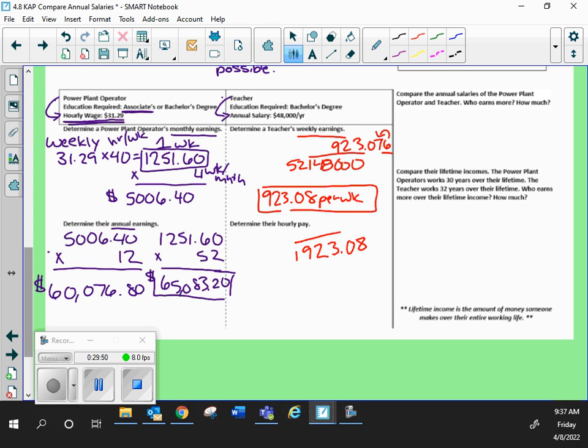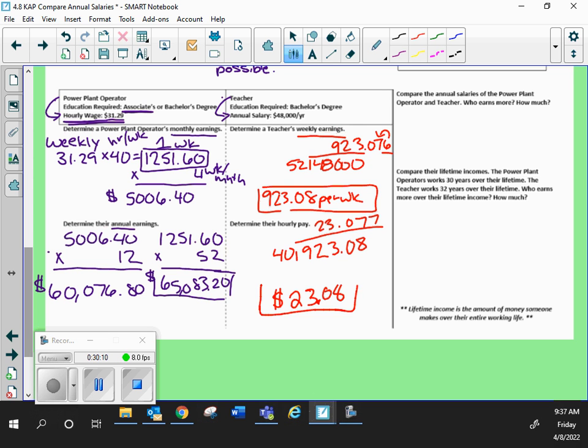Okay, and then we're going to divide that by 40. Do some math. Ready, set, go. Here we go. We got 23.077. That would round to $23.08.